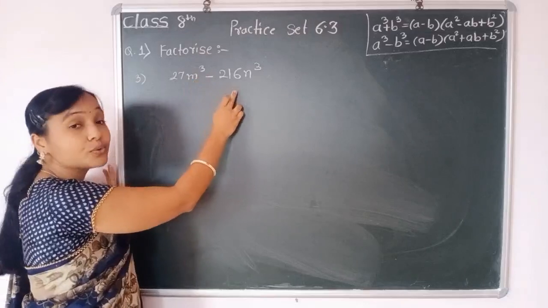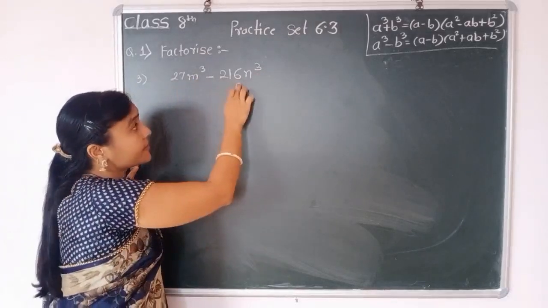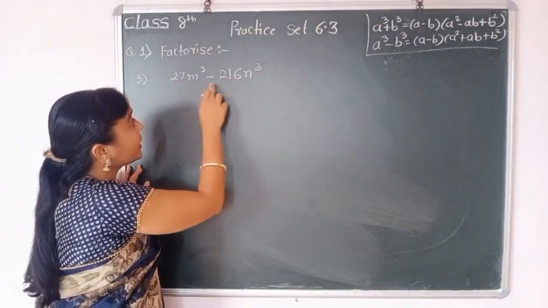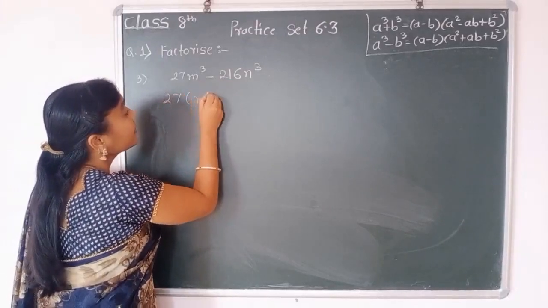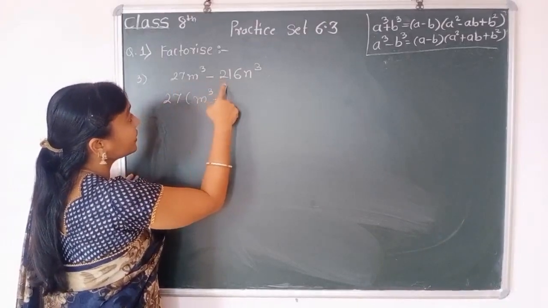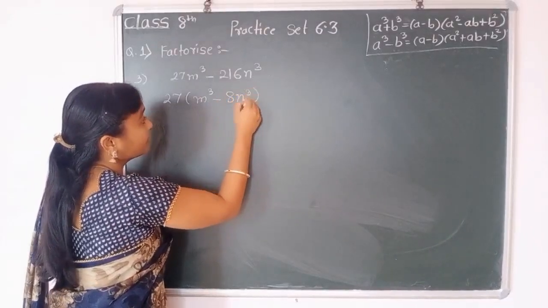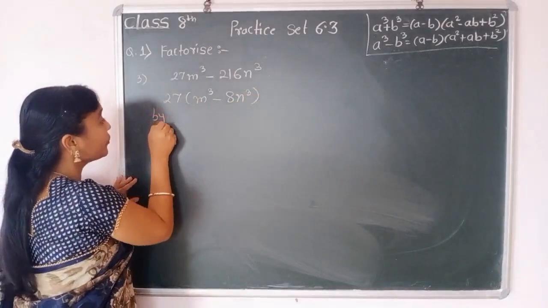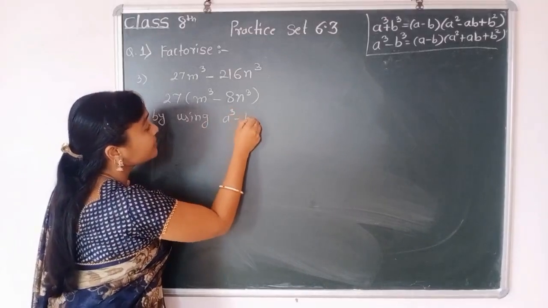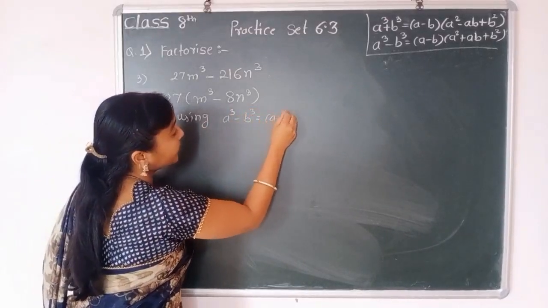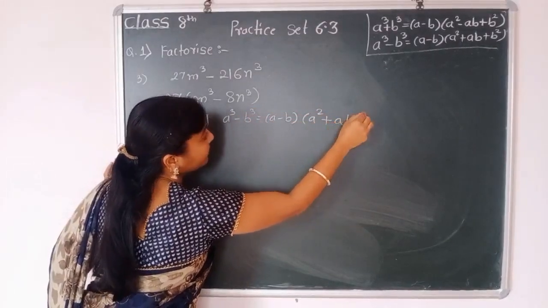So we take the first question, example number 3: 27 m cube minus 216 n cube. 27 is the cube of a number, but 216 is not a cube. So we take the common 27. Then we get in the bracket m cube minus 8 n cube, since 27 times 8 is 216. And then which formula do we have to use? a cube minus b cube equals (a minus b)(a square plus ab plus b square).